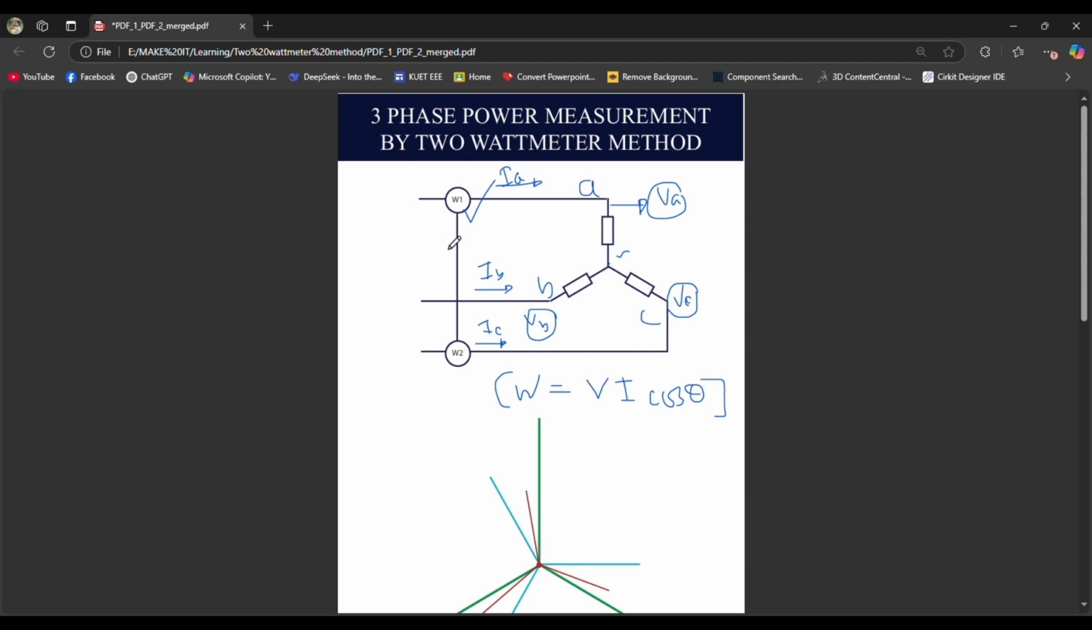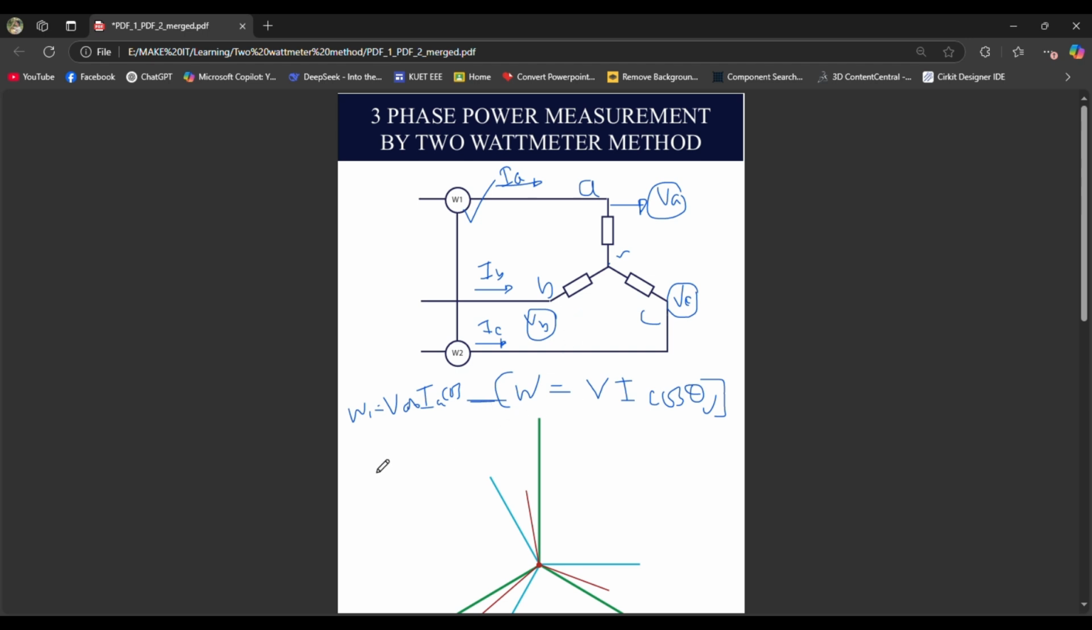But what will the power equation be for W1? This is the question. W1 is measuring the voltage between A and B, so the voltage will be VAB, and the current flowing through the wattmeter W1 will be IA. We have to take the angle between VAB and IA. Obviously it won't be theta, it will be something else, so we have to find this angle. This is our task here.